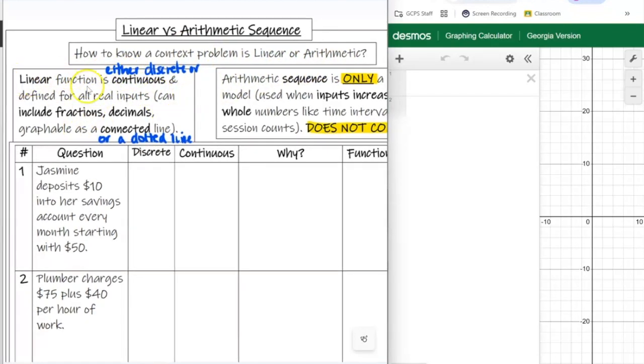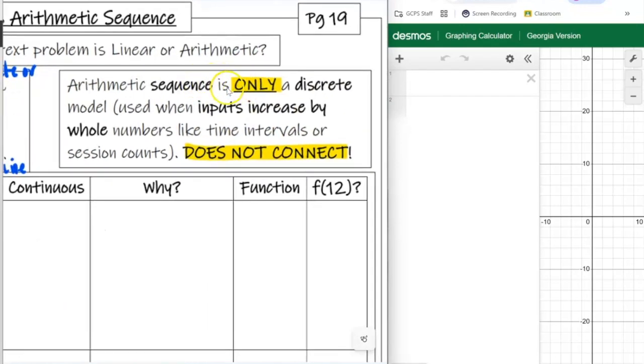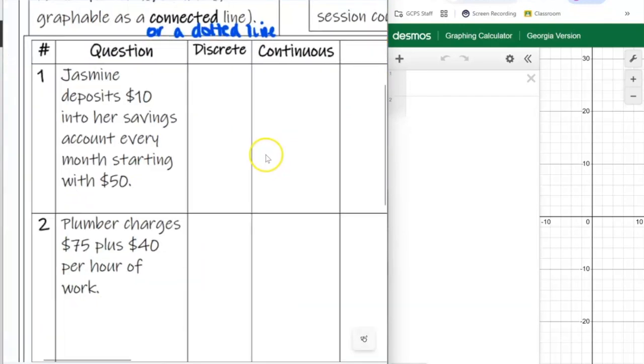It says linear function is either discrete or continuous and is defined for all real inputs. What that means is it can include fractions, decimals, and is graphable as a connected line or a dotted line. So basically linear can be both. An arithmetic sequence is only a discrete model. It's used when inputs increase by whole numbers, like time intervals or session counts. It does not connect.